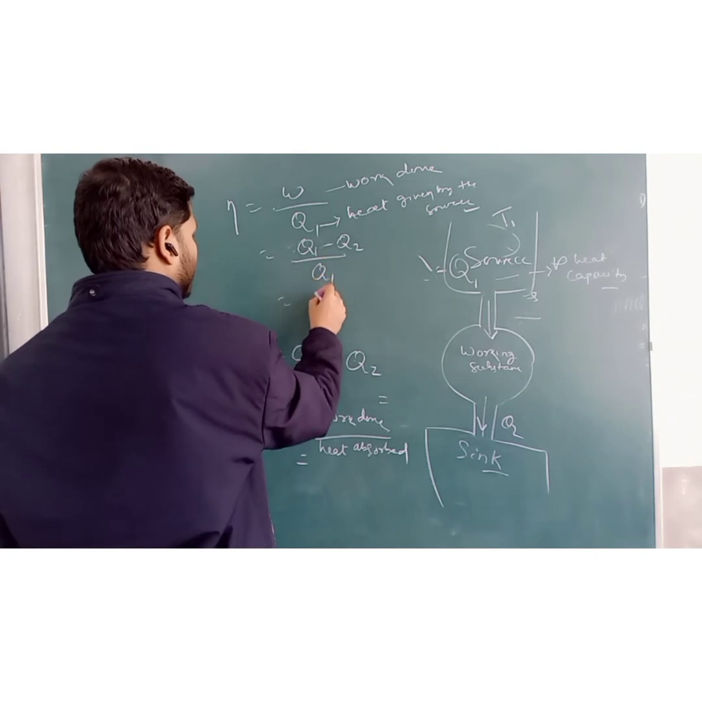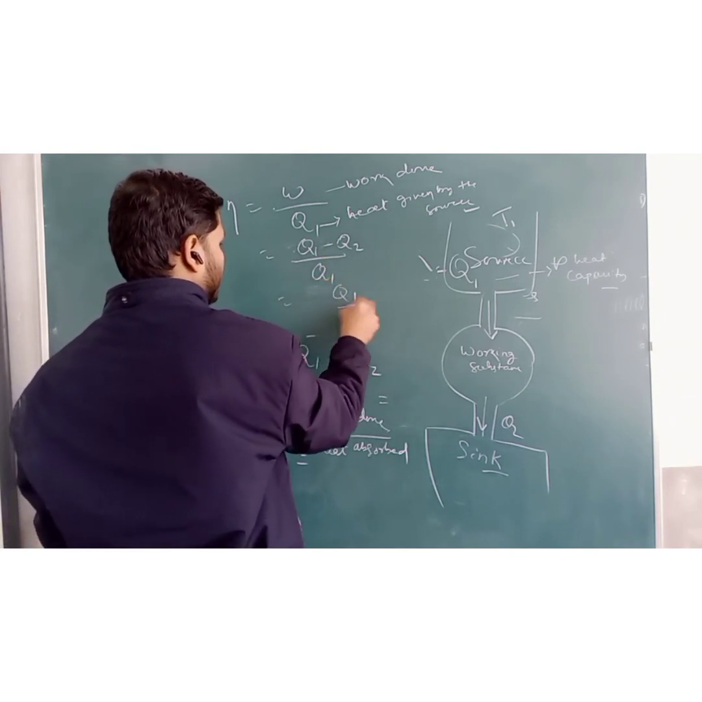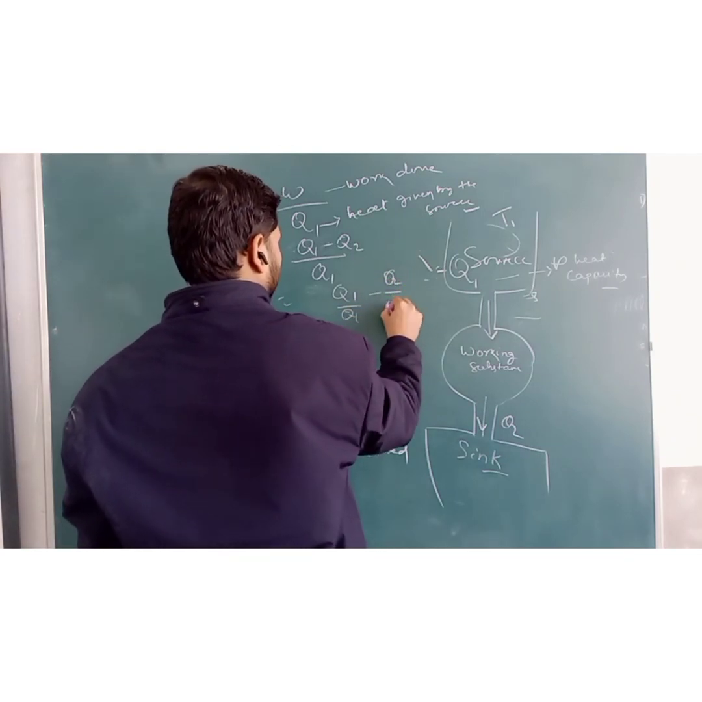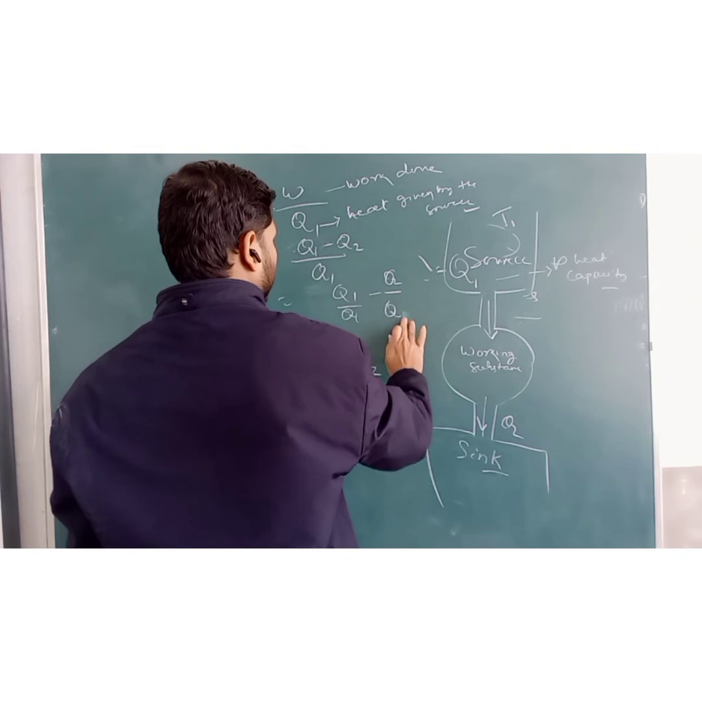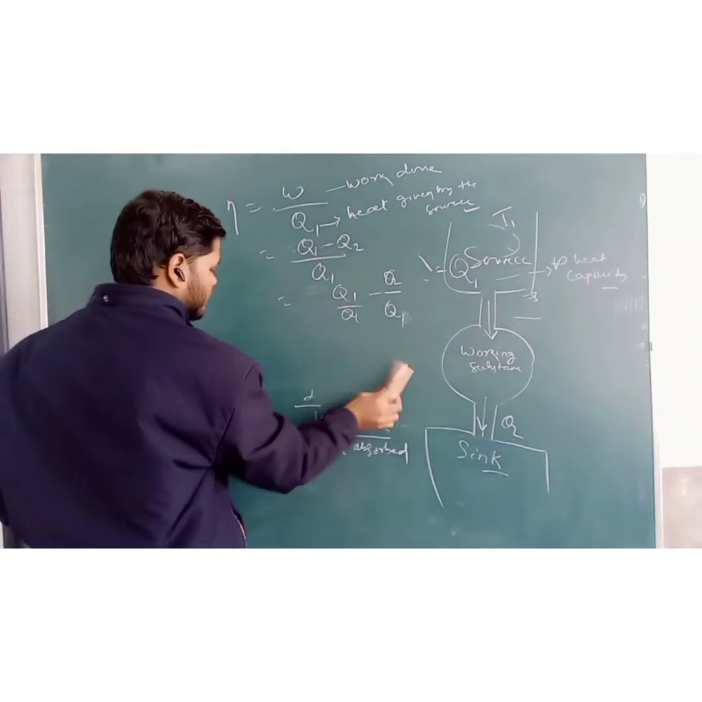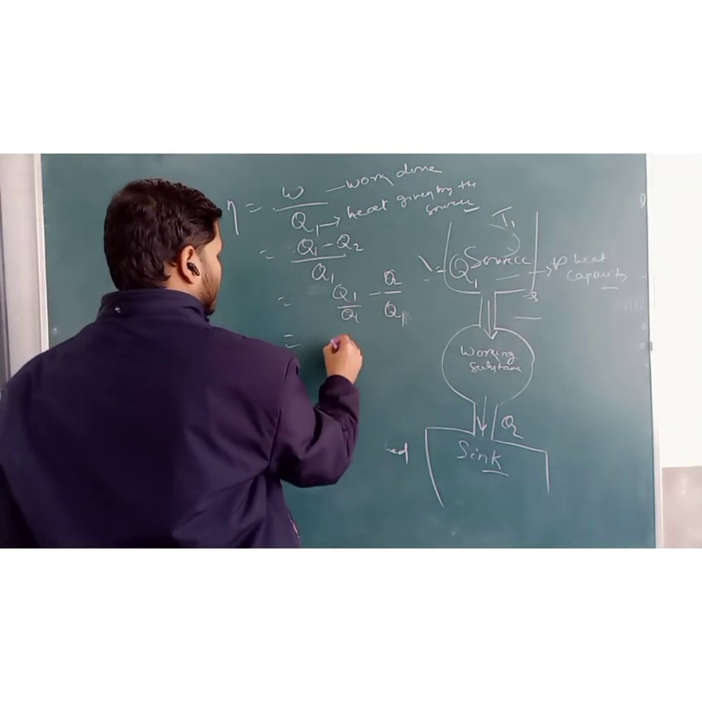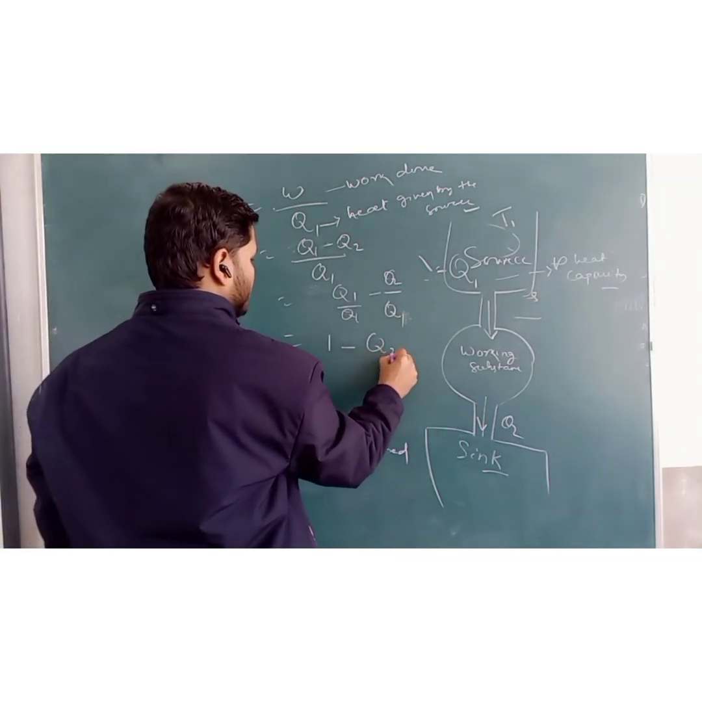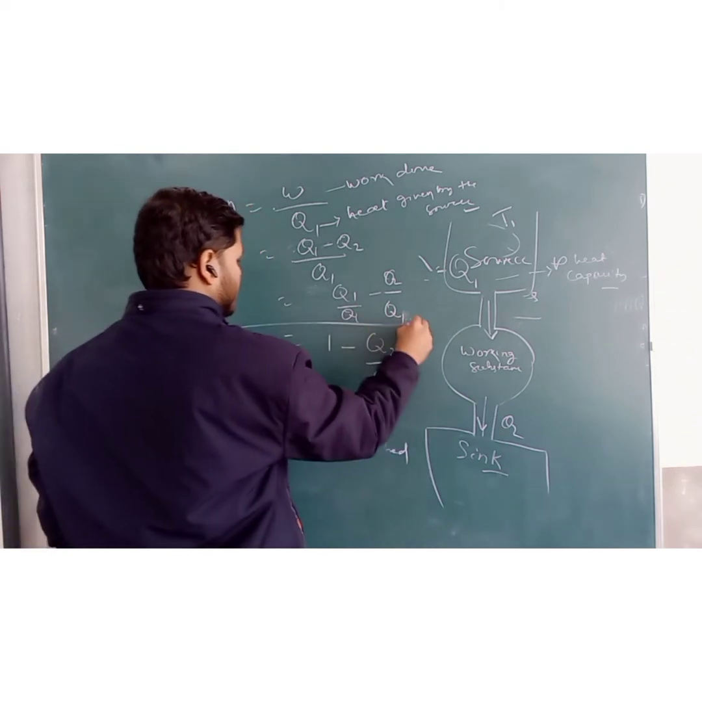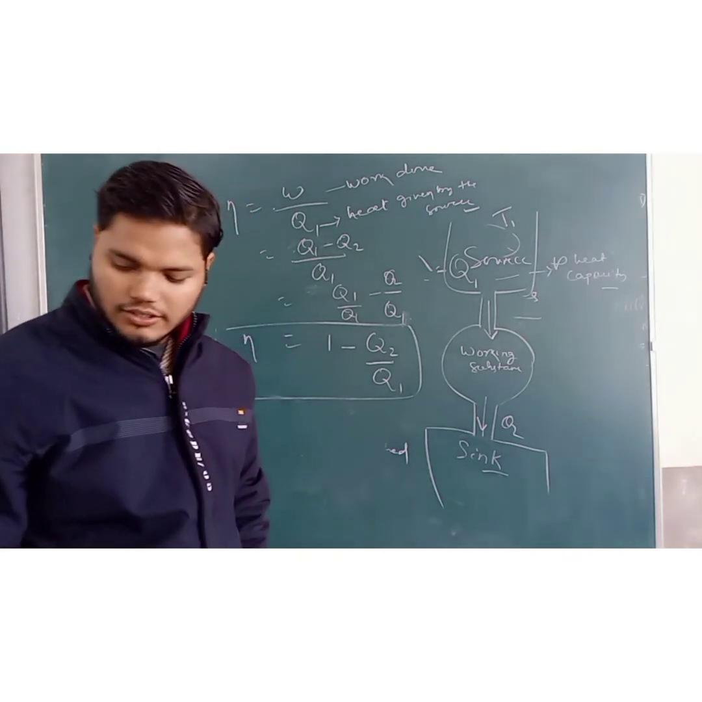So the Q1 will be cancelled. Q1 by Q1, minus Q2 divided by Q1, so it will be 1 minus Q2 divided by Q1. This is the efficiency, eta. This is called eta.